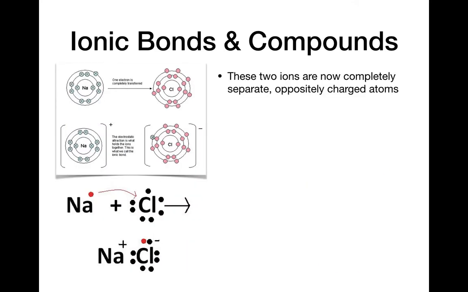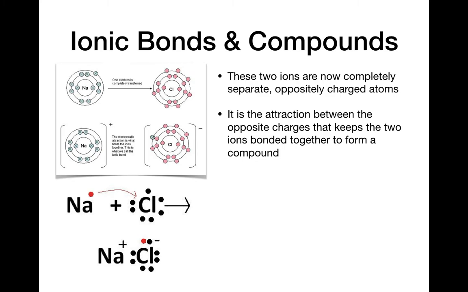Okay, so when that bond is formed, something really interesting about ionic compounds and ionic bonds is that those two ions remain separate. They're not physically attached in any way, but they have opposite charges. This one's positive and this one's negative. So the opposite charges cause them to be attracted to each other, and that keeps them bonded. An ionic bond is an attraction between these two ions, formed by giving and taking electrons.